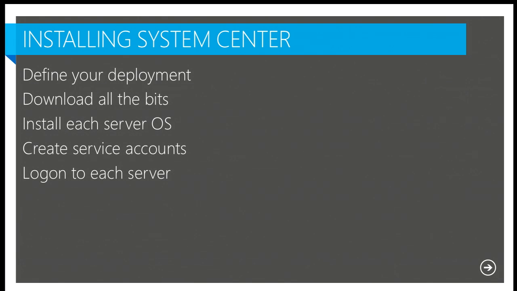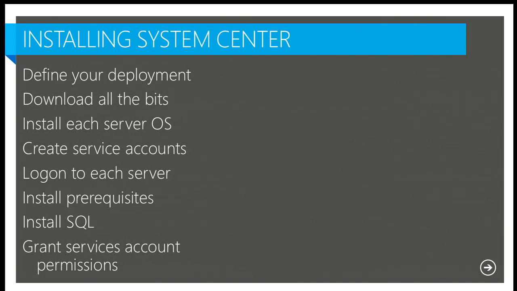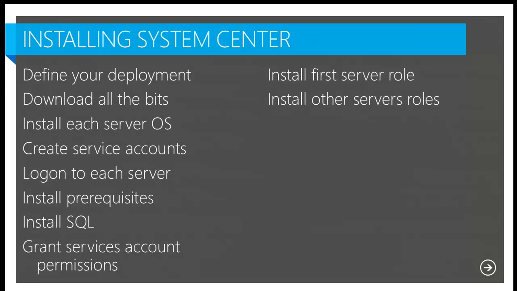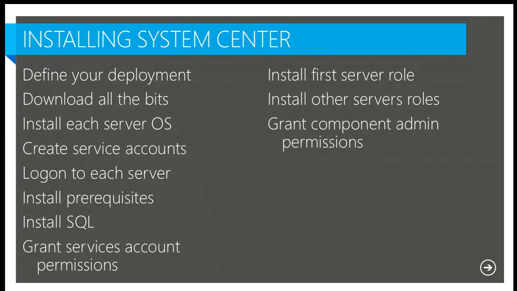Then you go and you log on to each one of those servers. You install the prerequisites after running setup a few times to figure out what prerequisites you need. You install SQL, and then you install SQL again when you realize you missed a feature of SQL that you need for that particular deployment. And then you grant the service accounts you created the permissions, so which ones need to be administrators on that server or not. Then you install your first server role. And then you may install other server roles. And then you figure out how you make people administrator of that component so they can actually access the functionality of the component for the role you just installed.